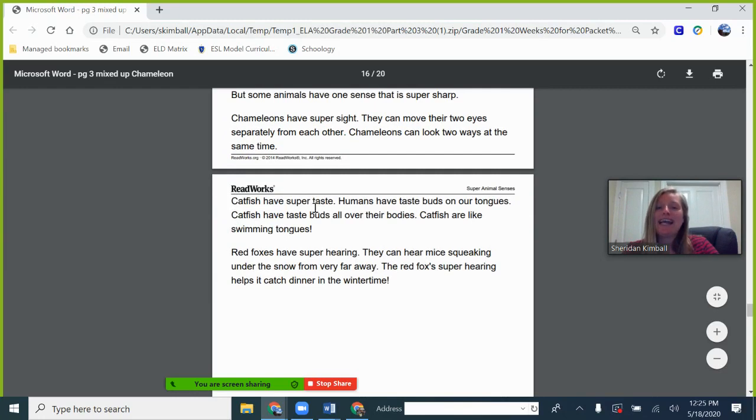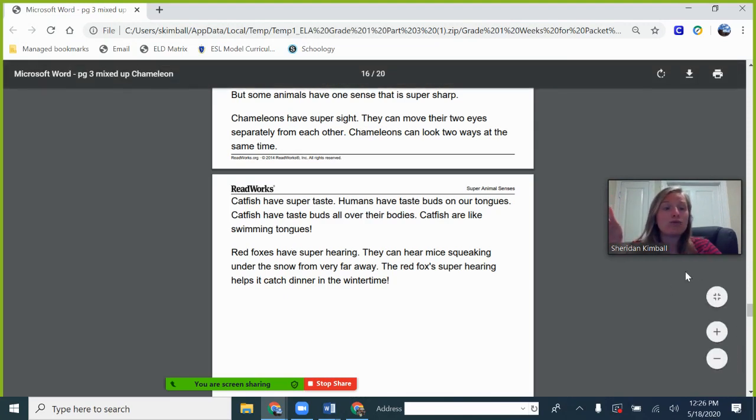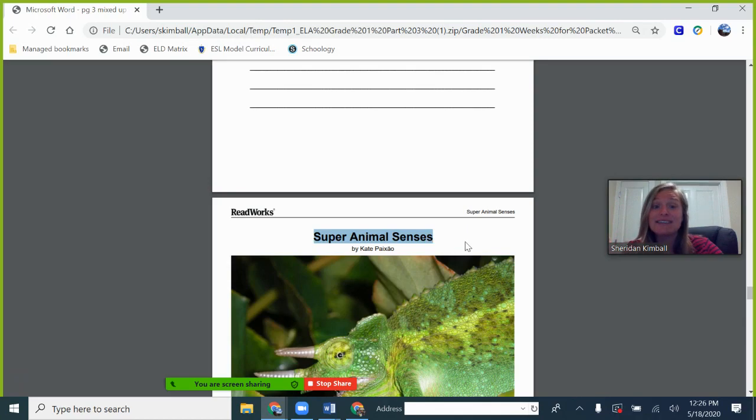Catfish have super taste. Humans have taste buds on our tongues. Catfish have taste buds all over their bodies. Catfish are like swimming tongues. Wow. So now I'm understanding from reading this next paragraph, these next couple sentences, that this reading is all about many animals that have super senses. It's not just about chameleons. That's so cool. I'm going to learn more information.